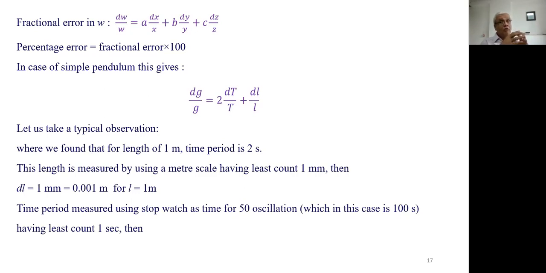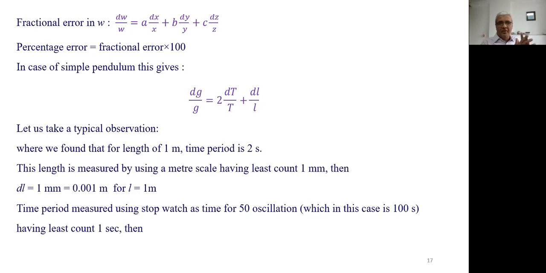If for measuring the time period I use a stopwatch, it could have a least count of half a second, 1 second, let's say 1 second. And then a 2-second measurement would mean it's a huge error. So one oscillation is too quick. So to measure the time period accurately, we say 10 oscillations, 20 oscillations, 50, sometimes 100 oscillations.